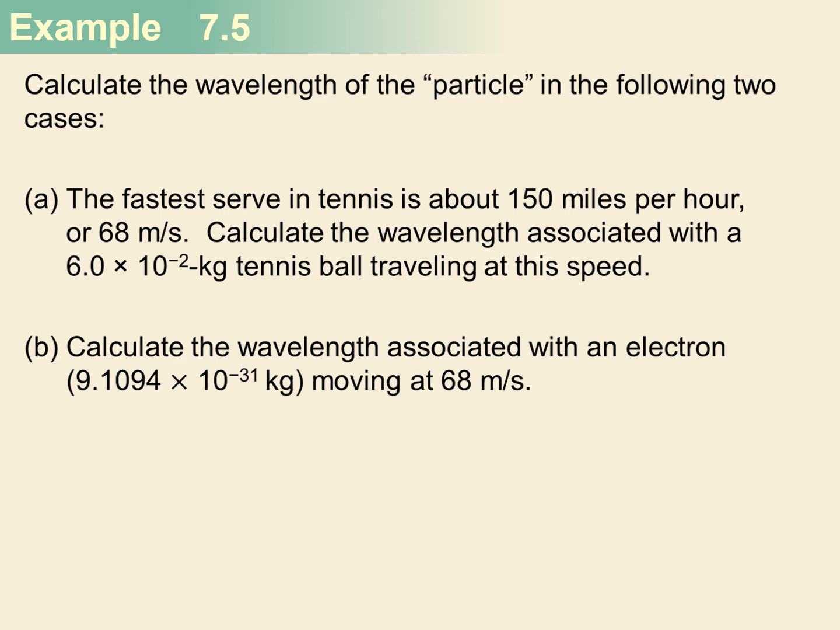In case B, we're going to calculate the wavelength actually associated with what we've been talking about, which is an electron, a somewhat smaller mass than the tennis ball, 9.1094 times 10 to the negative 31 kilograms, moving at also 68 meters per second. So what is going to be our result? We're going to find something rather interesting here about how very different these results are going to be, and the extent to which they're dependent on the mass of the object under consideration.